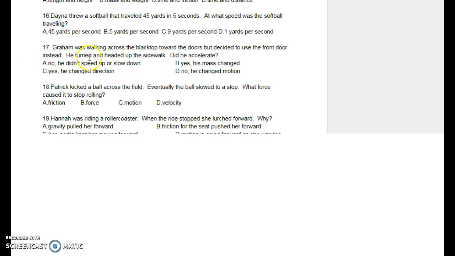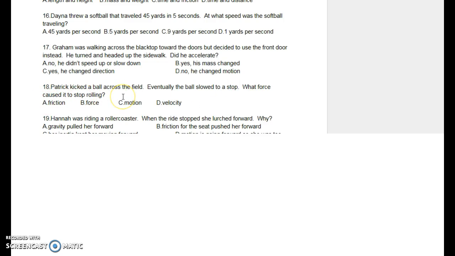Number 18. Graham was walking across the blacktop toward the doors, but decided to use the front door instead. He turned and headed up the sidewalk. Did he accelerate? No, he didn't speed up or slow down. Yes, his mass changed. Yes, he changed direction. No, he changed motion.